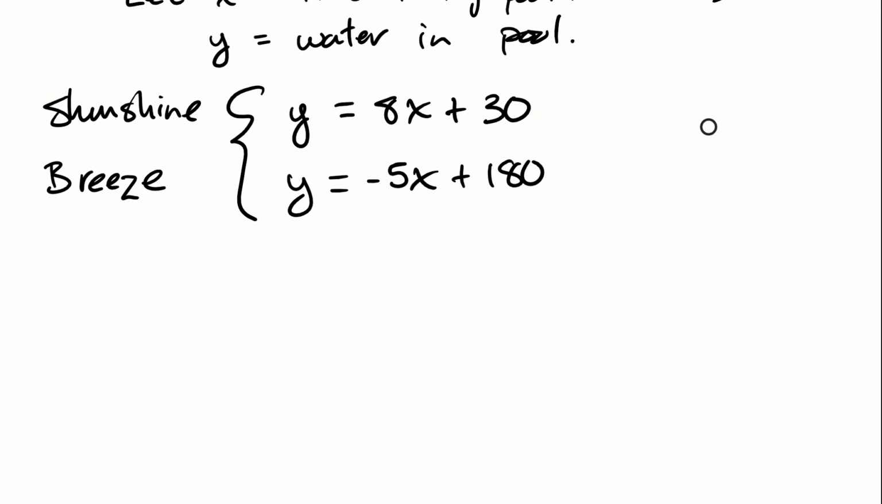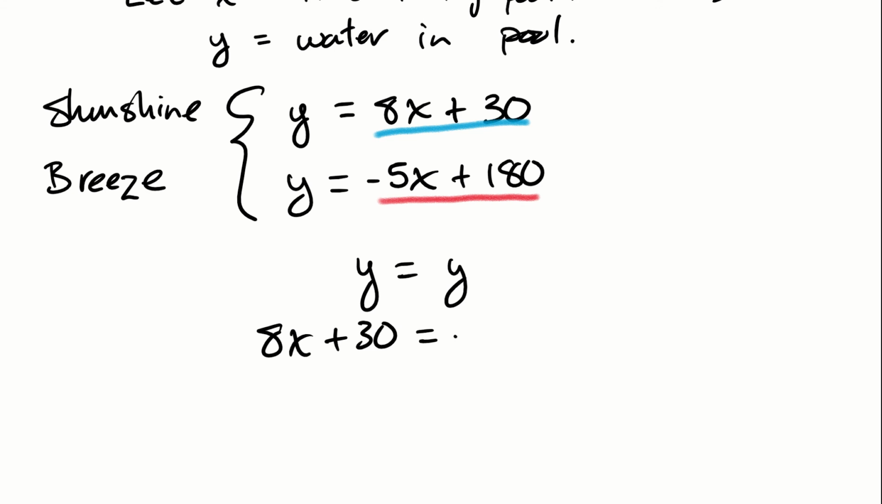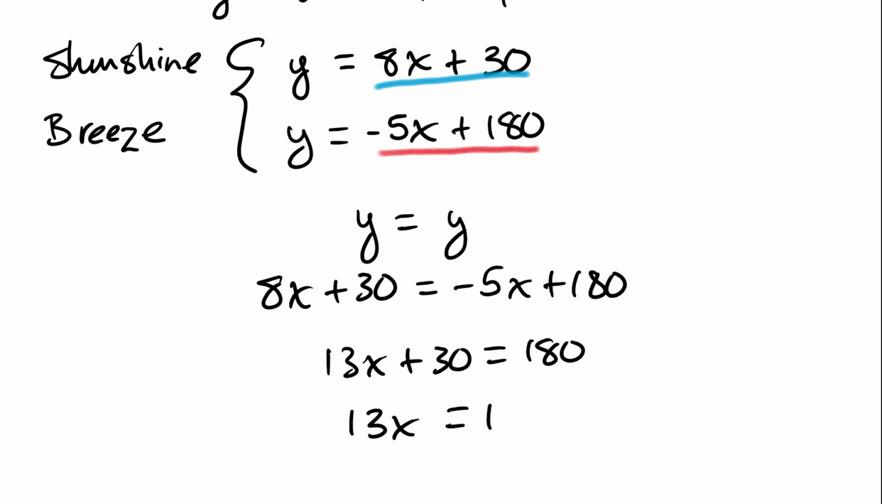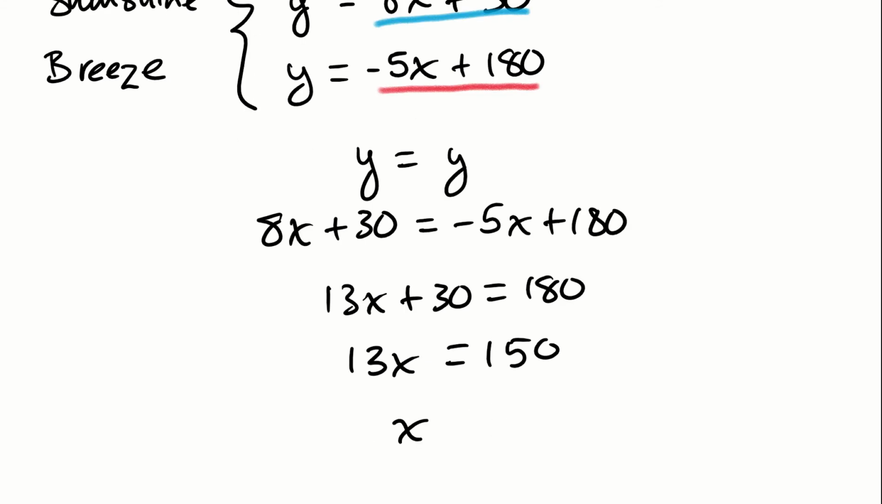And because, like our previous example, I have this expression that is equal to y, and I have this expression that's equal to y, and because y is equal to y, these two values are equal to each other. So I can say that 8x plus 30 must be the same as negative 5x plus 180. Therefore, let's add 5x to both sides. 13x plus 30 is 180, right? 5, 8, 9, 10, 11, 12, 13, yeah. And I'm going to take away 30 from both sides, so I get that 13x equals 150, and therefore it looks like x is 150 divided by 13.